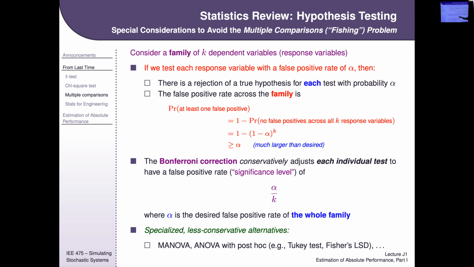So the false positive rate for each individual t-test, I can divide by the number of tests I do. And if I do that, if I were to plug this thing into this thing here, then I can guarantee that the probability of at least one false positive for the family, so this is the family-wise error rate, will be bounded above by my desired alpha. So this is the so-called Bonferroni correction.